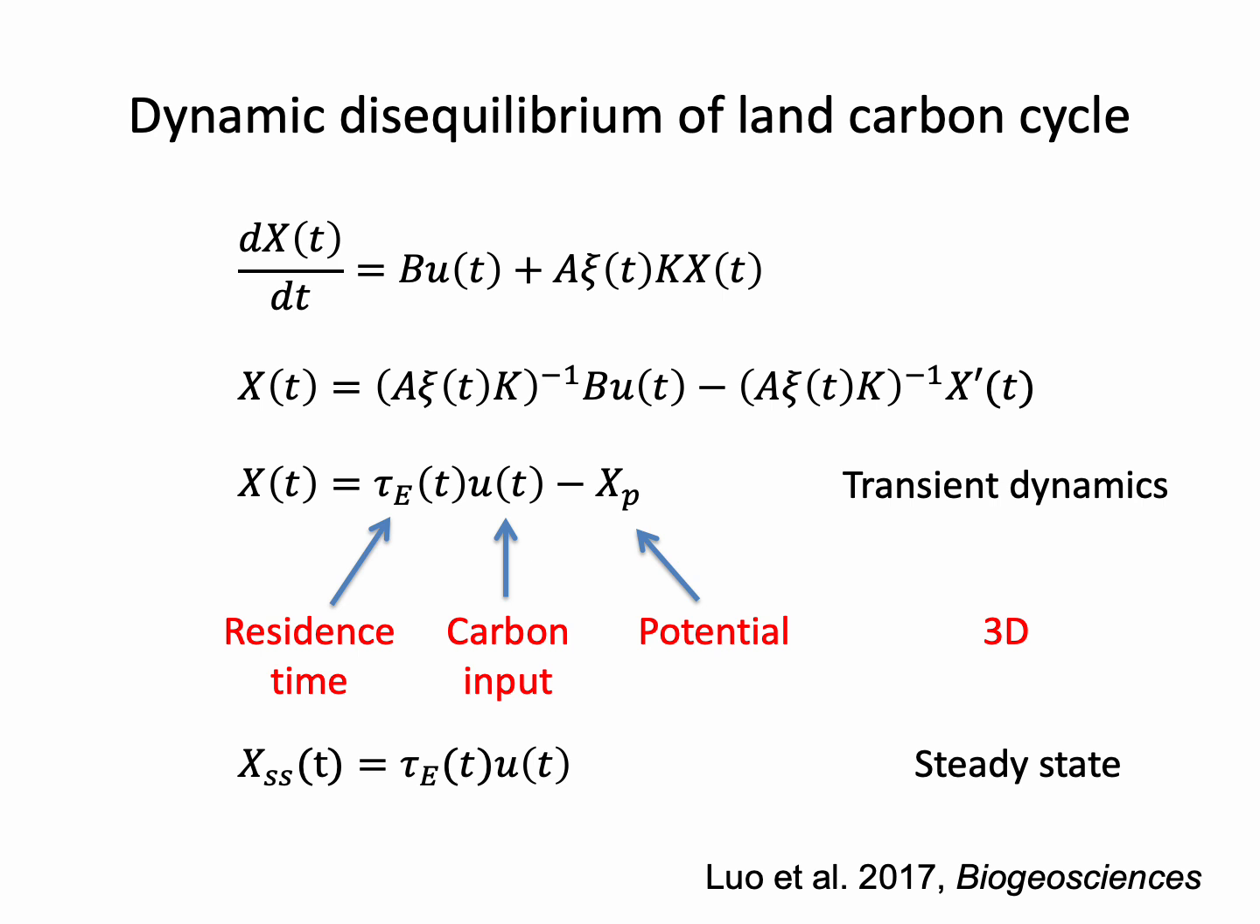Basically, we can multiply each term of the equation by inverse matrix A, C, K, reorganize the equation to get the 2nd equation, and get the transient dynamic x equal to tau E times u(t) minus potential carbon storage. The first part of the right side of the equation is the steady state carbon storage capacity. The 2nd part is the carbon storage potential, which represents the disequilibrium term of a carbon cycle.